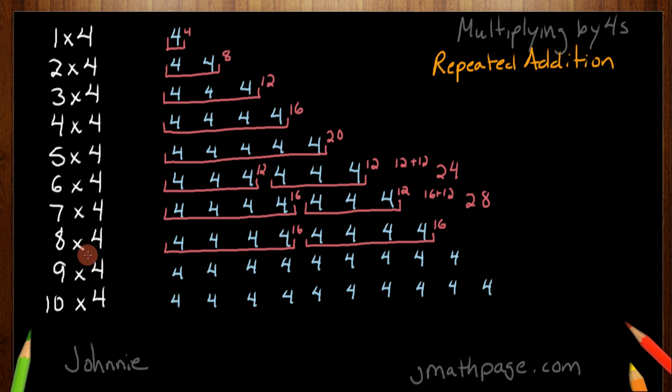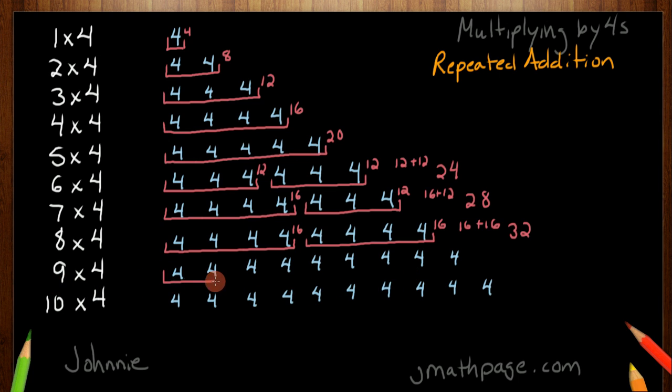So what does that tell us about 8 times 4? It tells us that 8 times 4 is the same as 16 and 16 more. Well, I have 10 and 10 is 20, 6 and 6 is 12, so 20 and 12 make 32. What about 9 times 4?